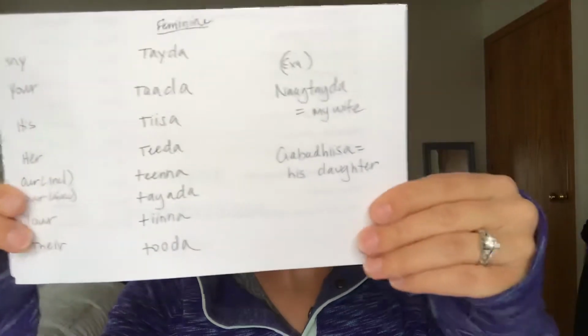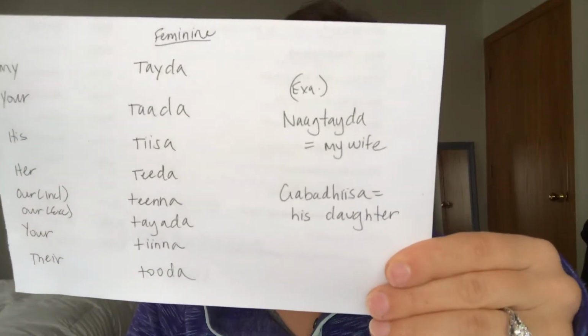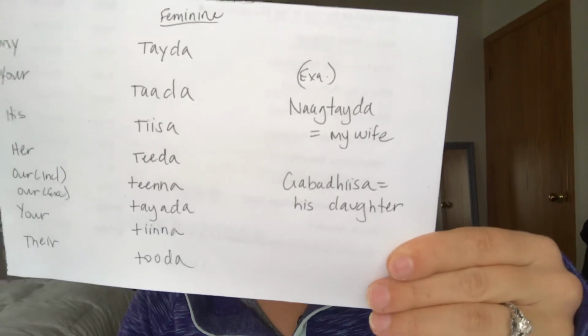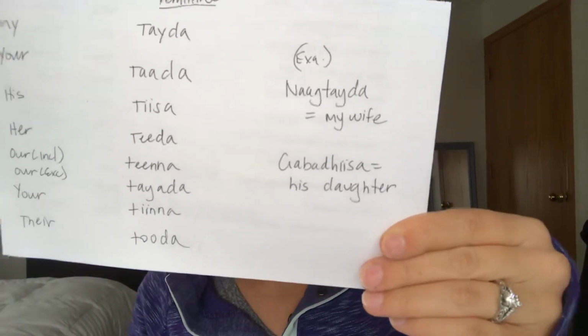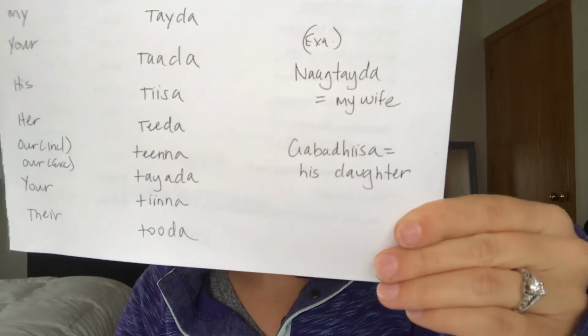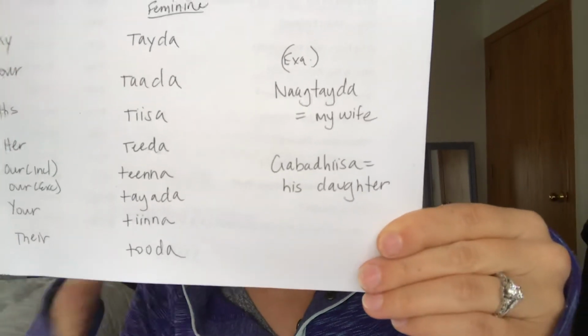A couple examples of that. If you wanted to say she is my wife, you'd say nagtayda. If you wanted to say that's your wife, you'd say nagtada. If you wanted to say that's his wife, nagtisa, and so forth. So you can practice those on your own.